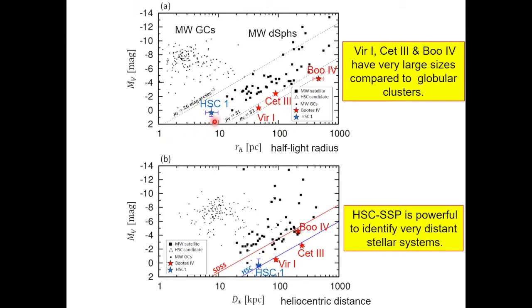But HSC-1 is located here, and it's a bit subtle. Its size is in between globular clusters and galaxies. But we think this is one of the globular clusters, though we really need follow-up observations. Spectroscopic follow-up studies are needed to make a final decision.